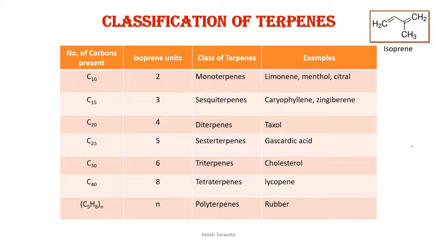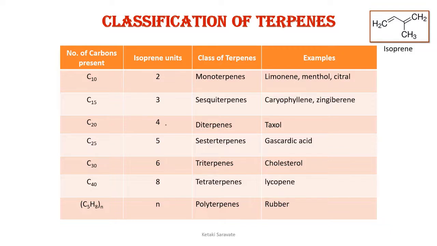Classification of terpenes. Terpenes are classified on the basis of the number of carbon atoms present in them. The first category is monoterpenes, which have 2 isoprene units and a total of 10 carbons. Examples are limonene, found in citrus fruits, and menthol, found in mint. Then we have sesquiterpenes, which have 3 isoprene units. Examples are caryophyllene and gingiberine. Gingiberine is found in ginger.